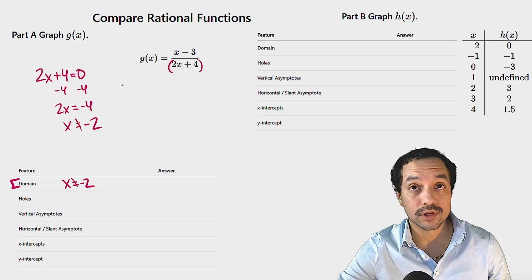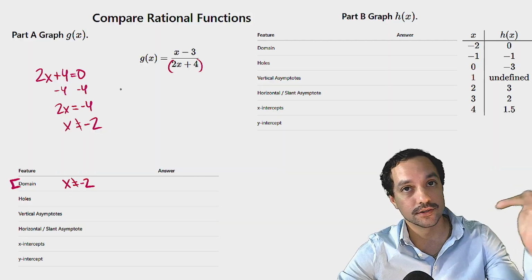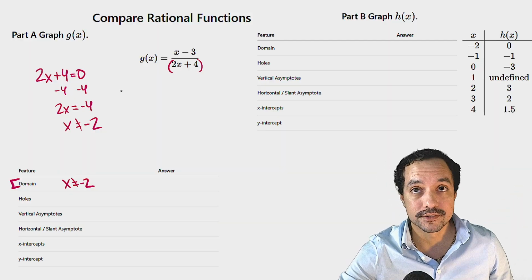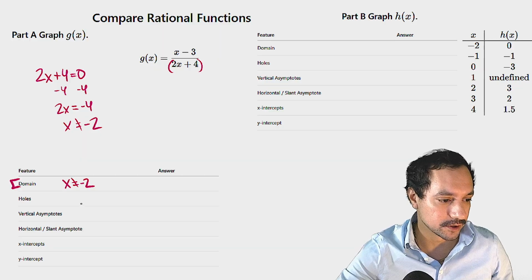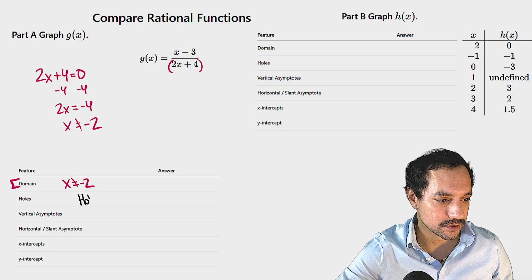Holes. So holes only occur when the numerator and denominator have common factors. That's not the case here. So there are not going to be any holes.